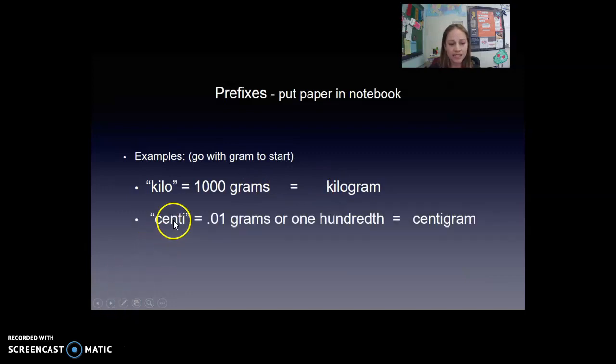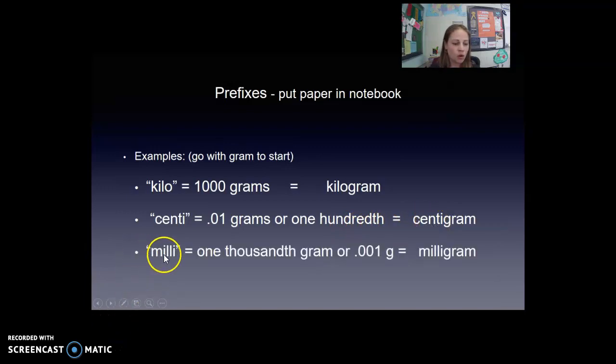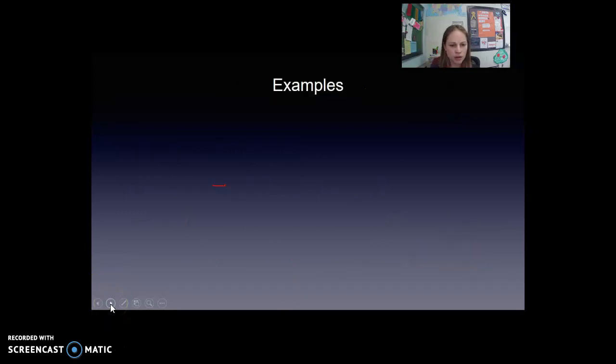Okay, sticking with gram, centi. Centi means 100th. Where have you seen this word before? So 0.01 grams or 1/100th, that would give you 1 centigram. Or milli. Milli means 1,000th. So number-wise, it would look like this, 0.001 grams. Instead of saying this, because nobody says 1,000th of a gram, they say a milligram. Hopefully this is clearing things up as we go along.